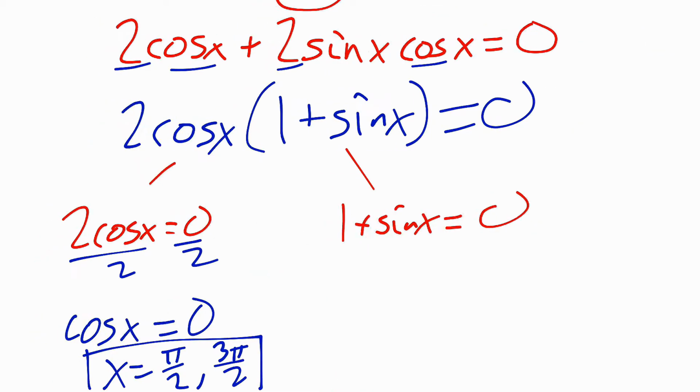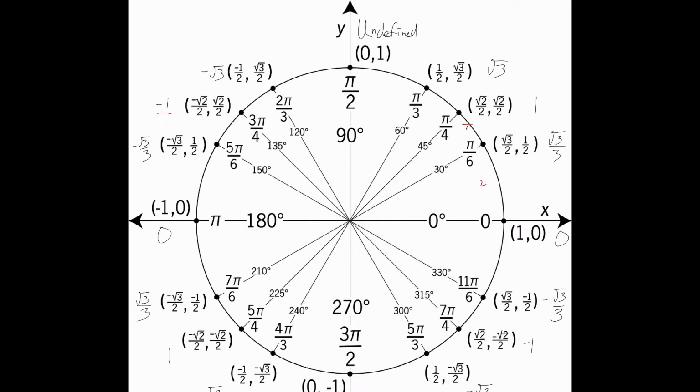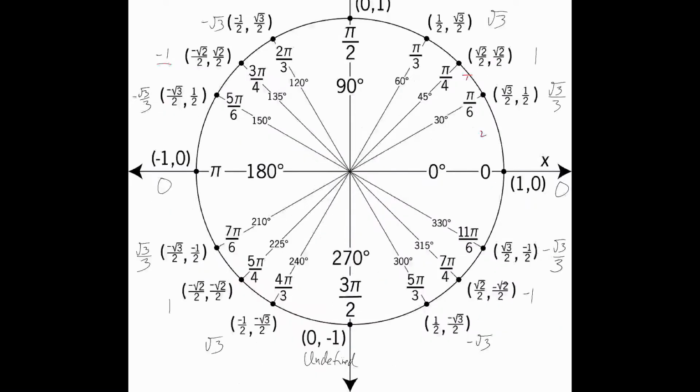Now, for the other one, we're asked to figure out where 1 plus sine is equal to 0. So if we subtract 1 from both sides, we get sine of x equals negative 1. From there, we can just go to the unit circle, again looking for where the sine of x equals negative 1. That's down here at 3 pi over 2, because the sine, the y value, is negative 1.